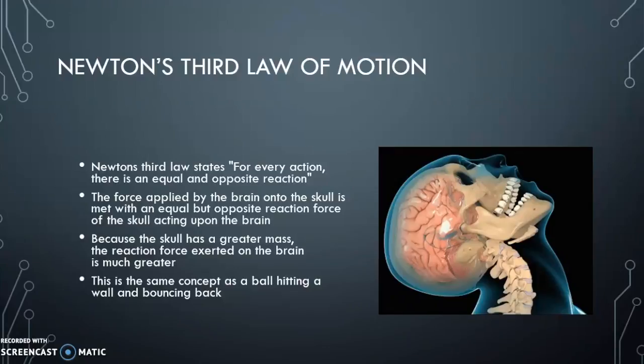Because the skull has a greater mass, the reaction force exerted on the brain is much greater, causing the brain to ricochet off. The same concept is applied upon initial impact where the skull first hits the brain. The mass of the brain is smaller than the skull's, thus causing the brain to accelerate in the direction of the net force. This is the same concept as a ball hitting a wall and bouncing back. Because the mass of the wall is much greater than the mass of the ball, it does not move, but it does exert an equal amount of force onto the ball as the ball exerts onto the wall.